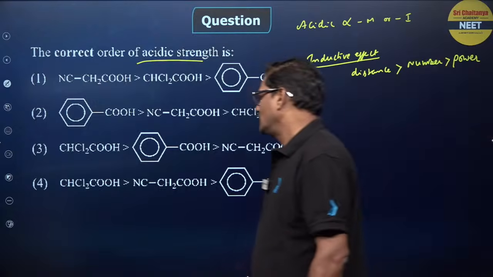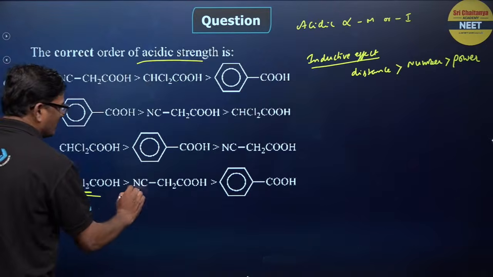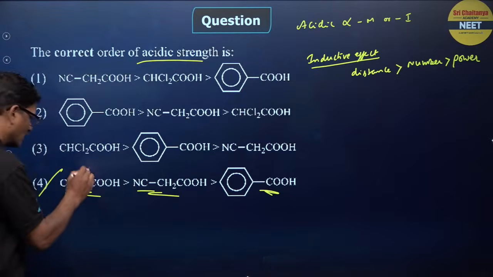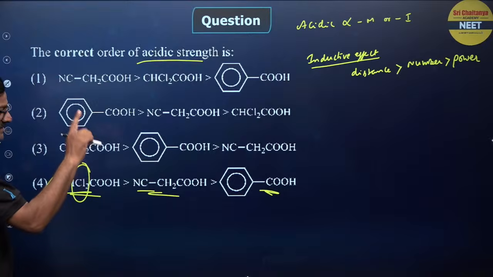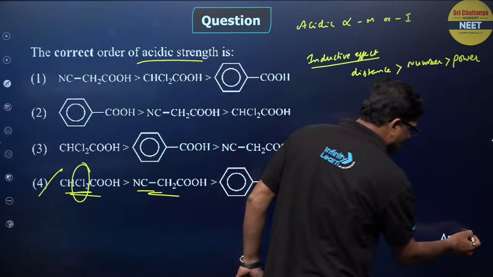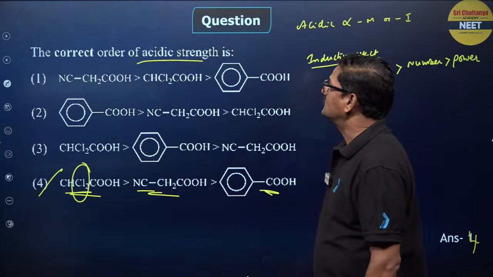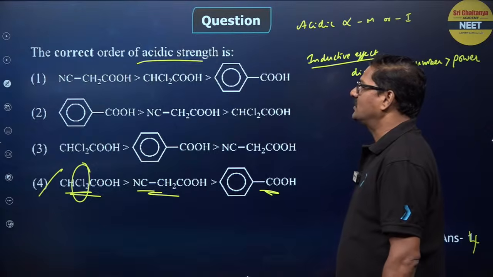Okay, so I just want to give you the correct order, because 2 chlorines are there. Distance, number, power. So the answer 4 is the correct answer. It is not 1. It is going to be 4. Okay, 1, 2, distance, number, power.